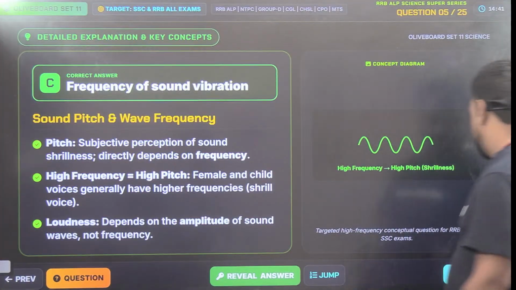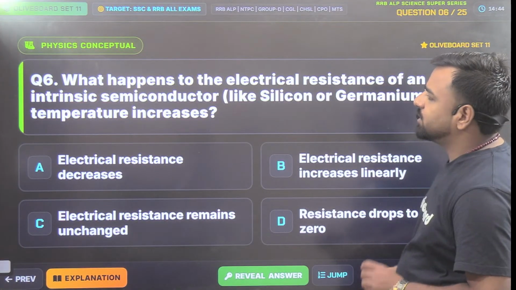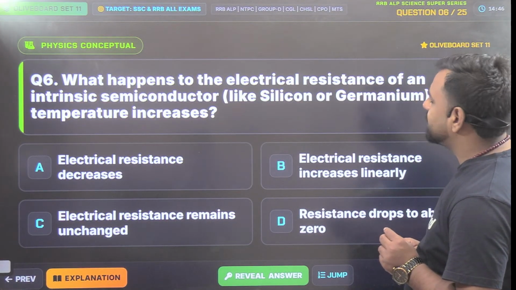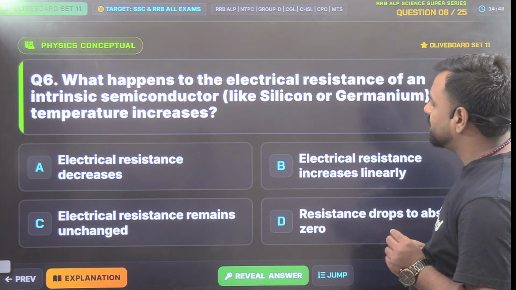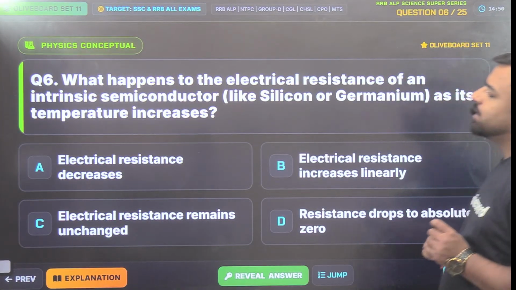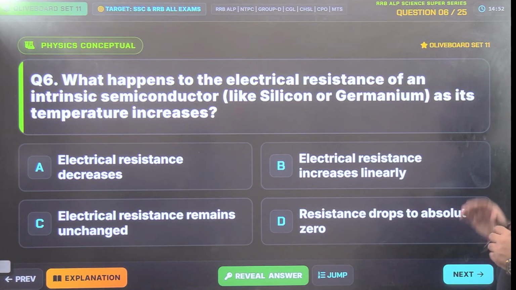Sorted. Perfect. So guys, the next question is, what happens to the electrical resistance of an intrinsic semiconductor like that of silicon or germanium as its temperature increases? Electrical resistance will decrease, electrical resistance increases linearly, electrical resistance remains unchanged, or resistance drops to absolute zero? What should be the answer in this case?